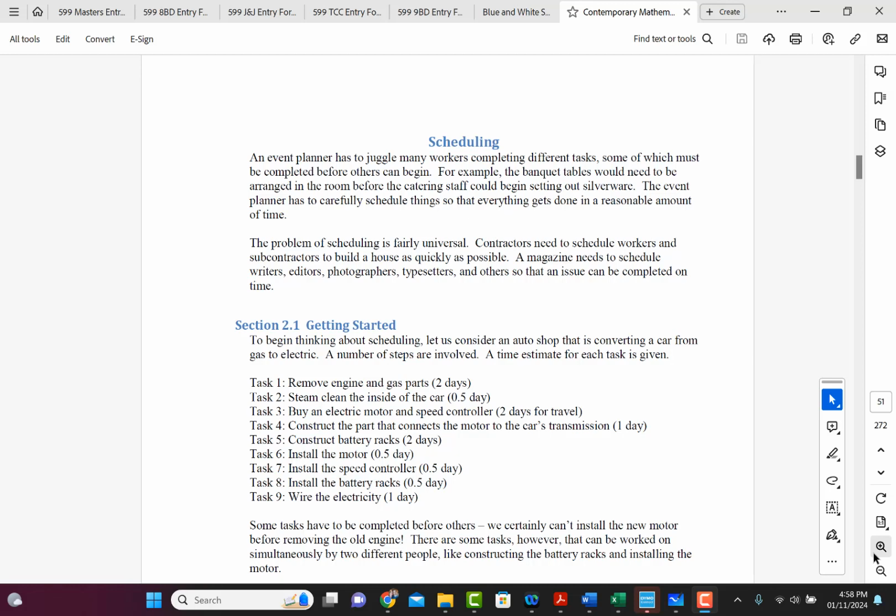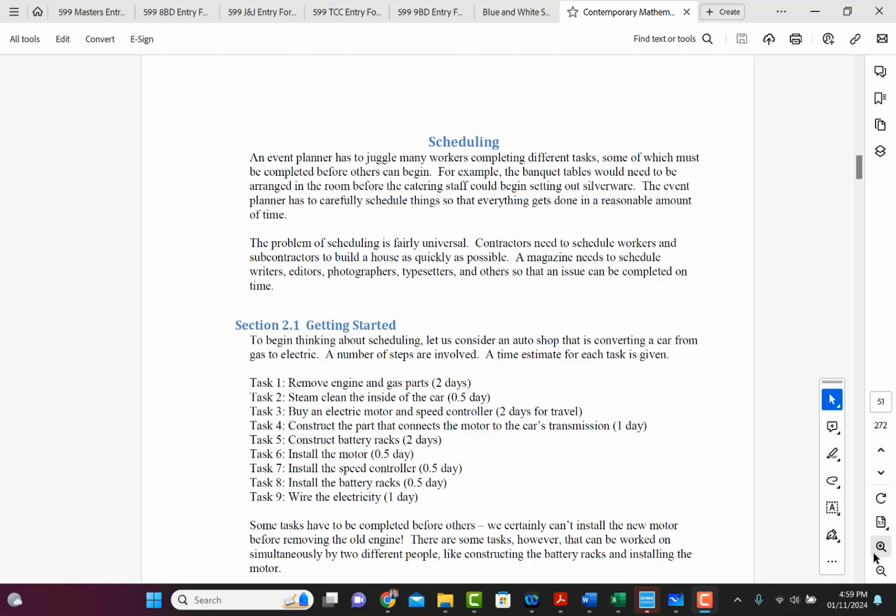Okay. So to begin thinking about scheduling, let us consider an auto shop that is converting a car from gas to electric. I don't know why they would do that, but hey, let's go with it. A number of steps are involved. A time estimate for each task is given as follows. Task 1, remove engine and gas parts, 2 days. Task 2, steam clean the inside of the car, half a day.